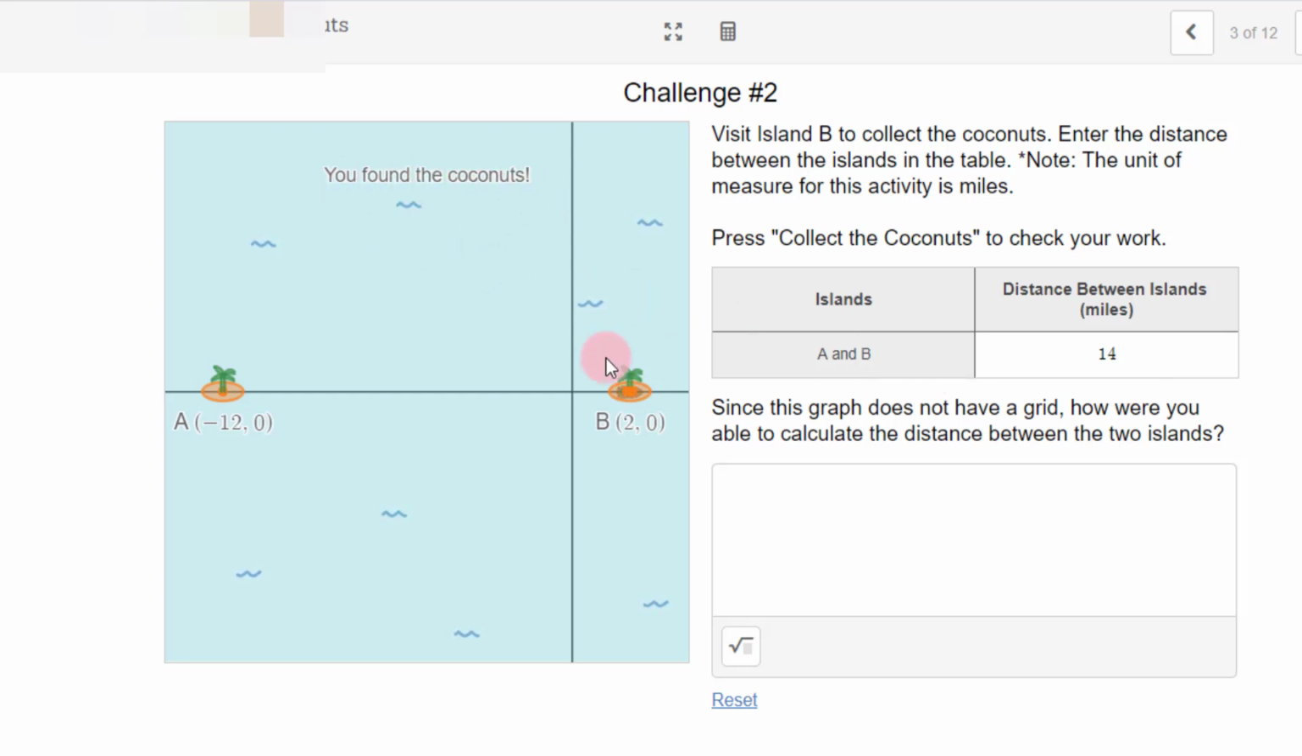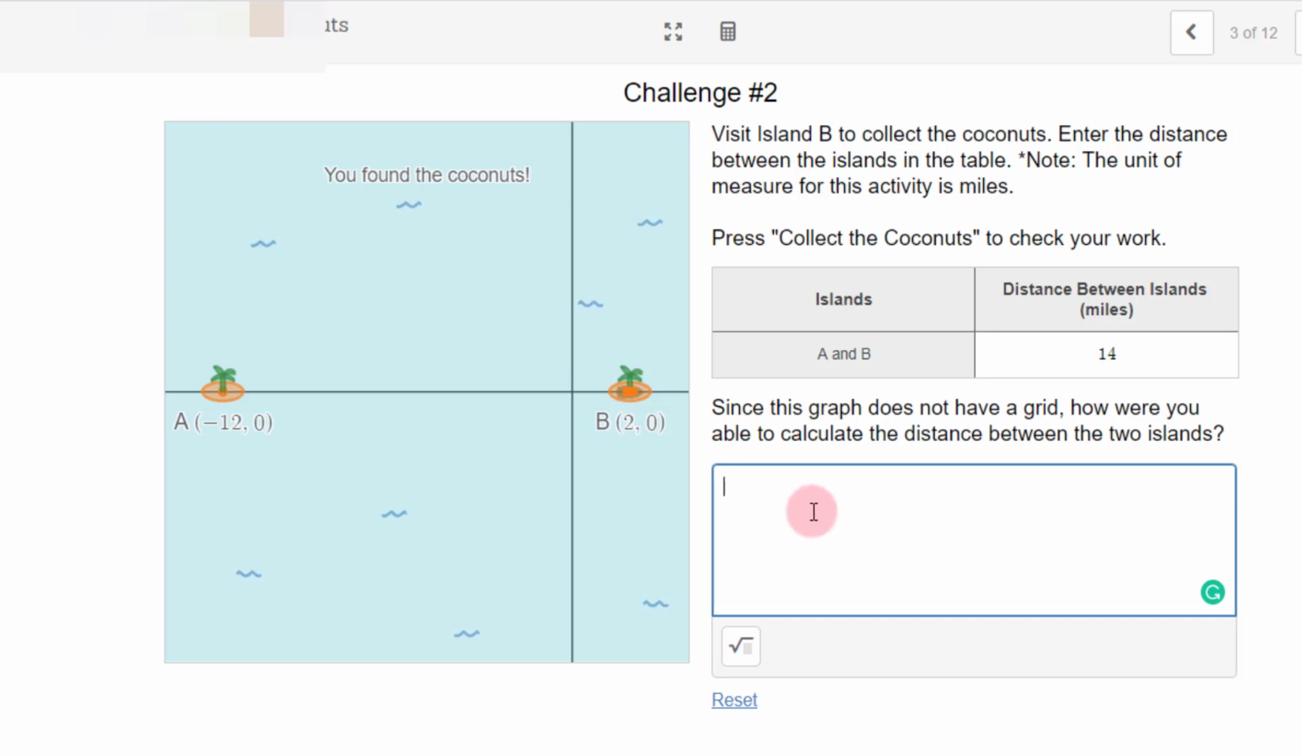It says you found the coconuts, and then here it says, since this graph does not have a grid, how were you able to calculate the distance between the 2 islands? And I would ask the students to go ahead and write this, and to make sure that as they're writing this, they look at their own personal word web or word wall, or the one that we created as a class, so that they can get used to using that vocabulary.